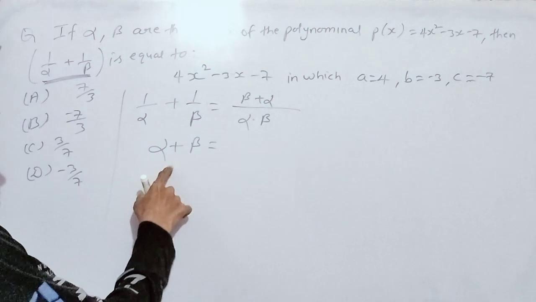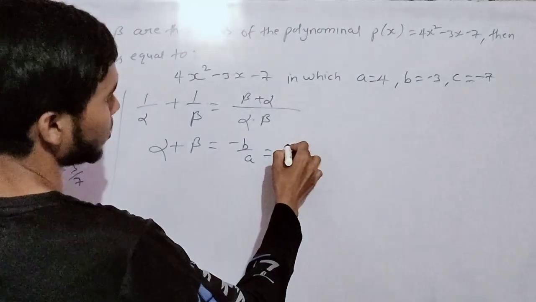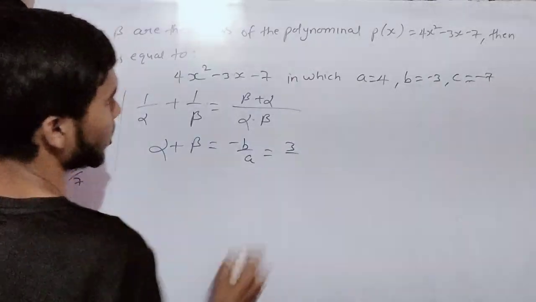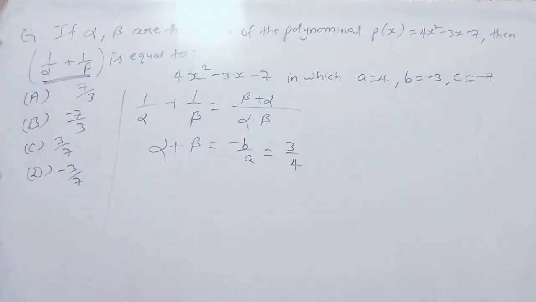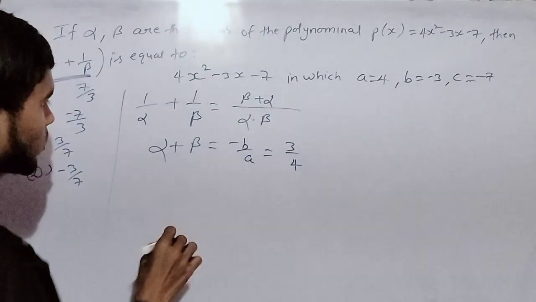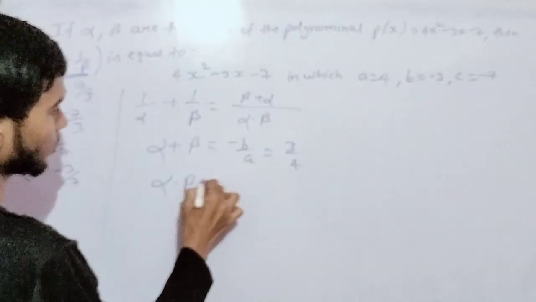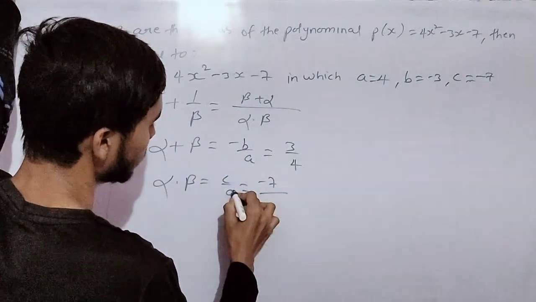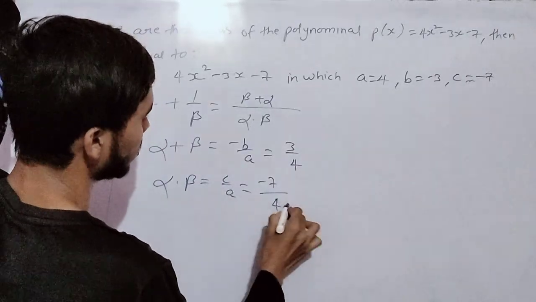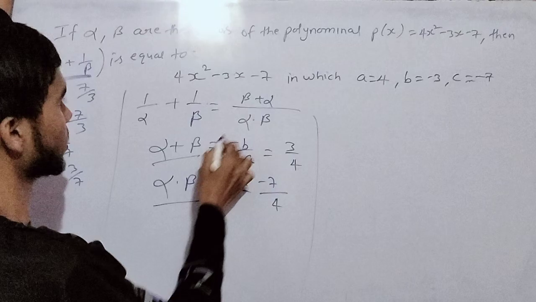As we know, the sum of zeros is equal to minus b upon a. B is how much? Minus 3. So this will become 3. A is how much? 4. Clear? The product of these zeros would be c upon a. C is minus 7 upon a, which is 4. So finally you can put the value of this in this.